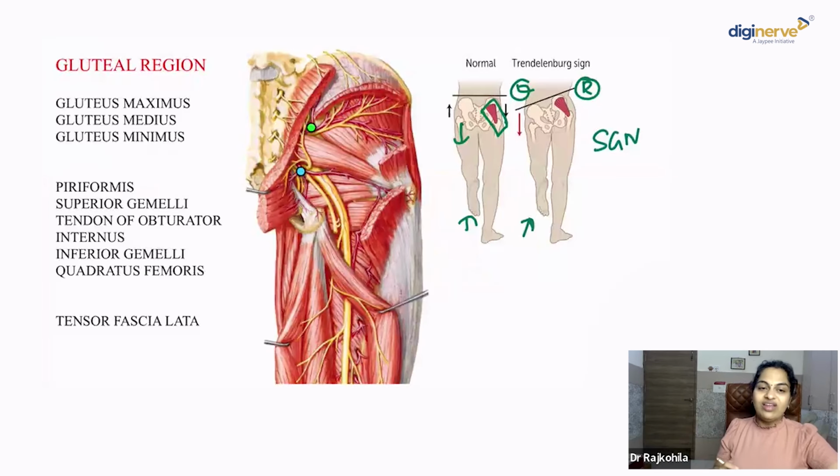The muscles of the gluteal region and their nerve supply: maximus, inferior gluteal nerve. Medius, minimus and tensor fascia lata, superior gluteal nerve. Right? Medius, minimus and tensor fascia lata are medial rotators of the hip. Maximus and all these small muscles are the lateral rotators.